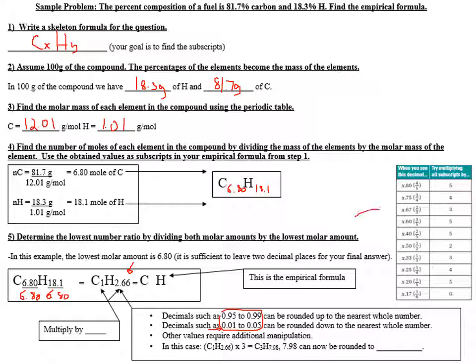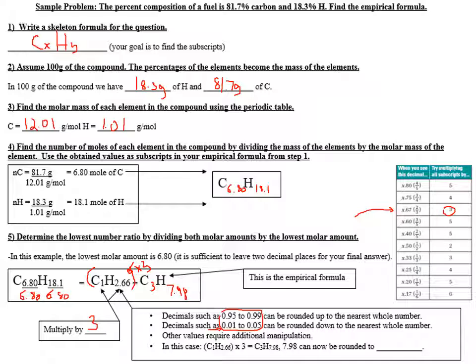So let's go to our table. You'll notice you have x.67. They suggest multiplying everything by 3. So let's do that. Let's multiply that whole thing by 3 here. If we do that, I'm just going to put times 3 over here. The 1 becomes a 3. And do 2.66 times 3 in your calculator. You get 7.98 over here.